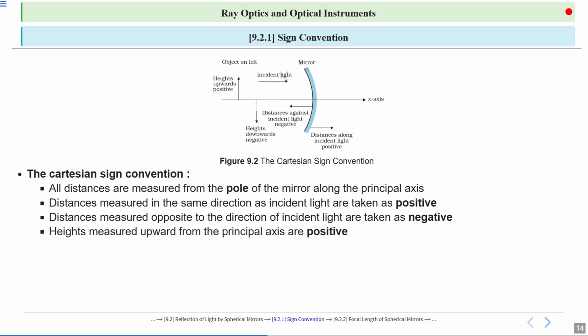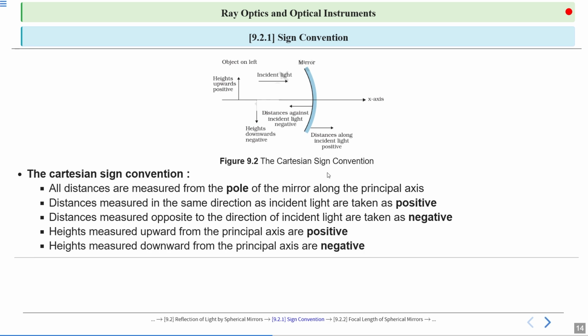Heights measured upward from the principal axis are positive. Height above the principal axis will be taken as positive, and heights below the principal axis are negative. These sign conventions are applicable for all types of mirrors: convex, concave and plane. Heights measured downwards from the principal axis are taken as negative.